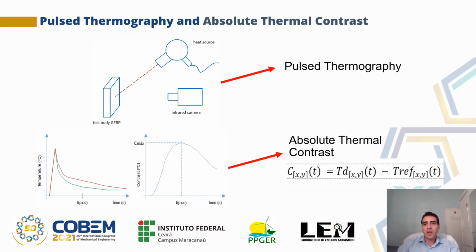The inspection allows us to observe the instant of the defect when the absolute thermal contrast is maximum, which is related to the influence of the relationship between the mean diameter and the depth of the defect. Knowing that x and y are the pixel position coordinates, the absolute thermal contrast is given by the temperature difference between the defect region and the region without the defect.